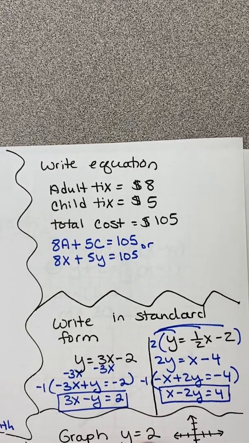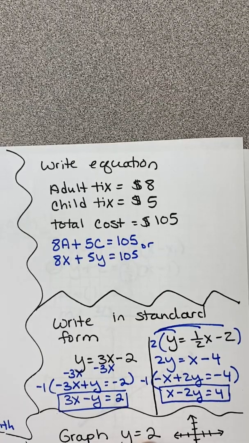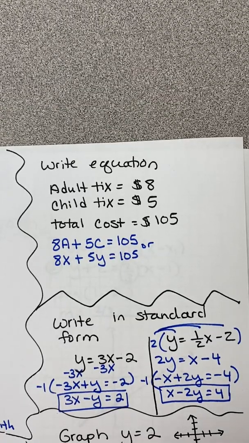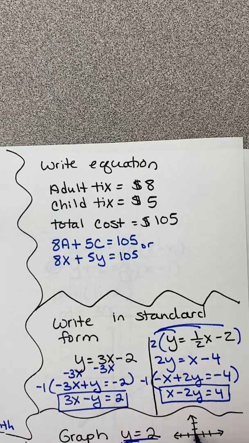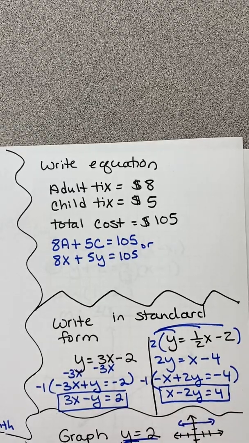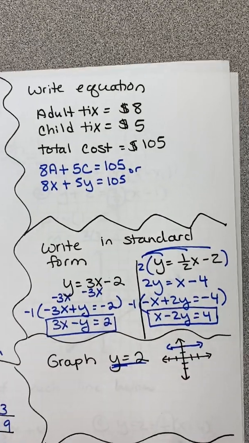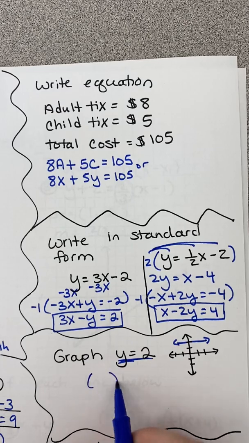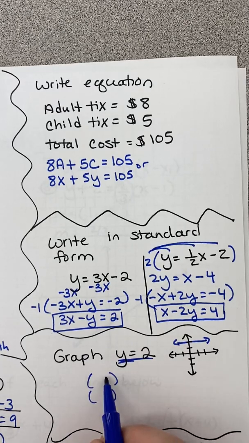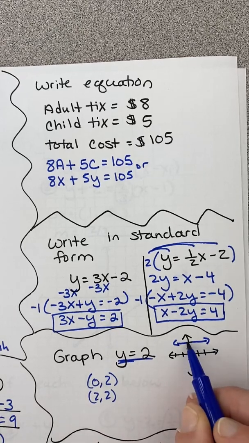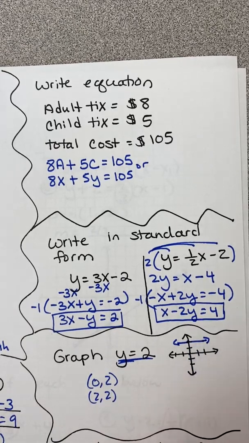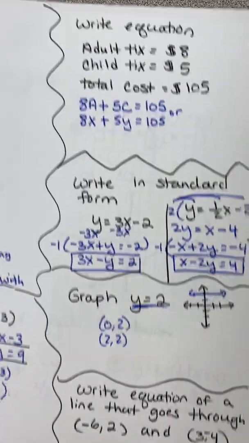Graph y equals 2. So all I do is I go to 2 on the y-axis, because it says y equals, and then I draw a line straight across. I might want to check it. This is what I was telling you guys, that I like to check it. So basically I'm going to make up any two coordinates. The y value is going to be 2 on both of them. Let's do 0, 2, and 2, 2. 0, 2 is right here. 2, 2 is right here. Yes, that's correct. Okay, last problem.